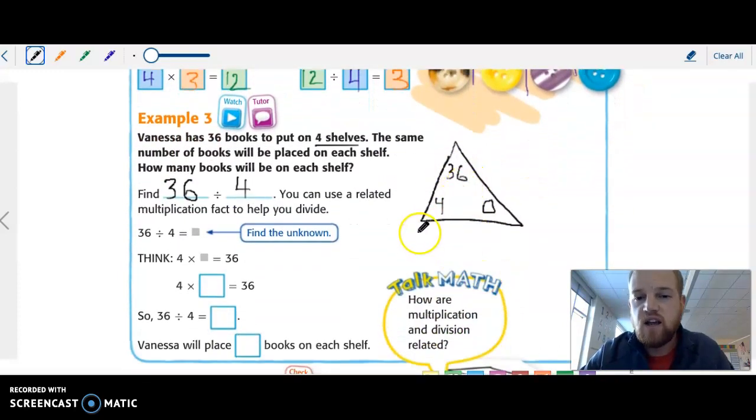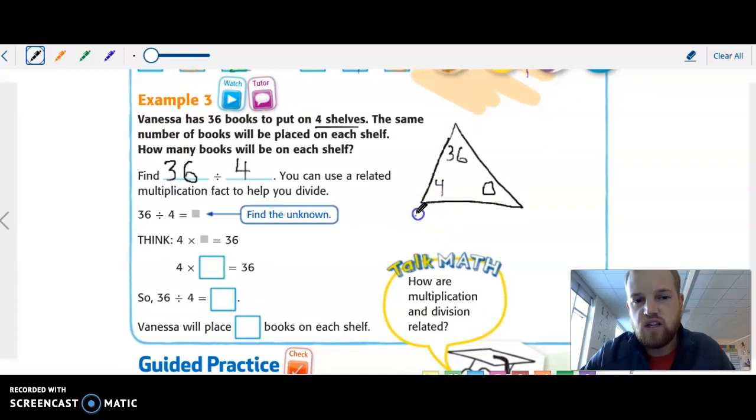So now I can see I could have 36 divided by 4 equals square. That was my first one that it shared with us. Okay, right there. I could also have 36 divided by square equals 4. Now, neither of these are really helping me that much. So what I want to do is change this into my multiplication because I'm a little more comfortable with those.